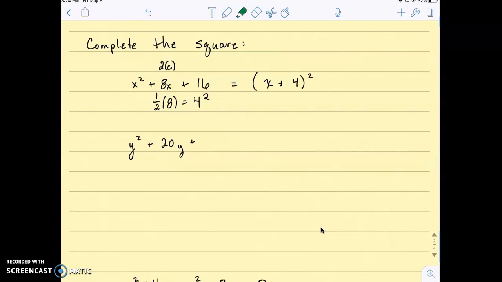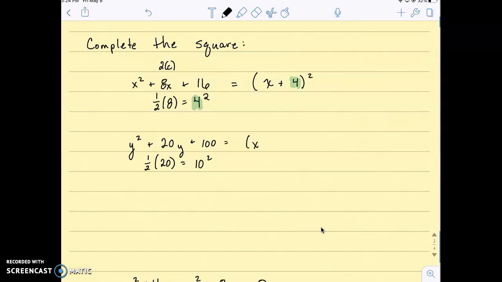Where did I get the 4 from? Right here. So keep track of where that constant term is coming from. Same thing here with y. So I have y squared plus 20y plus something. I'm going to take half of 20, and that's 10. And then what do we do to complete the square? We square it. So then I have 100.